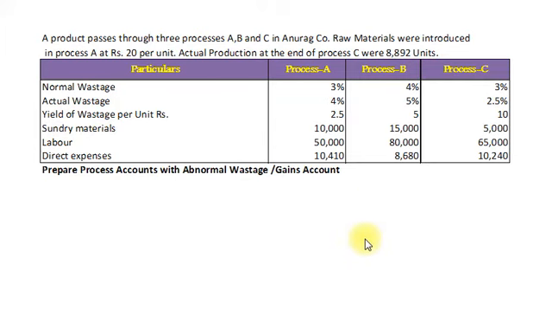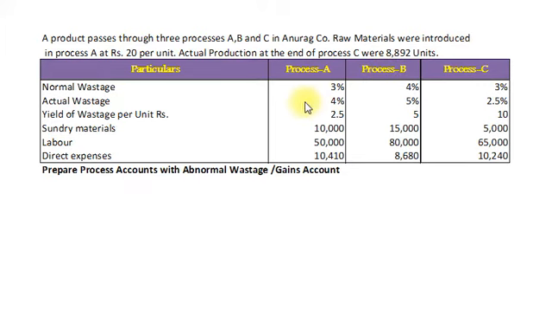First of all, let us understand the question. Here our finished product passes through three processes, and further raw material introduced in process A, quantity is not available. Rate per unit is rupees 20 but quantity is missing. Next we are given actual output at the end of process C, that is finished goods output at the end of process C is given, 8,892, whereas its cost price is not available, that we have to calculate.